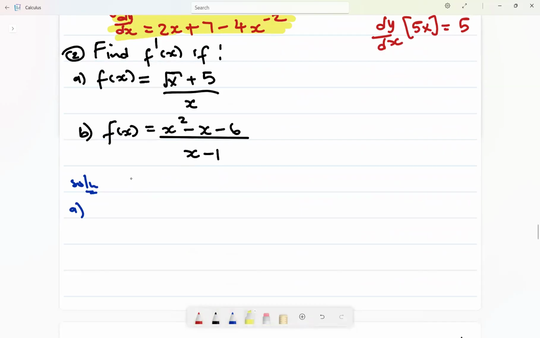Now the second one says find f prime of x if you are now given f of x equal to that, okay? Now let's look. If I'm given f of x equal to that, remember, I do not want a square root of something. I do not want the denominator. Let's start by simplifying this first.